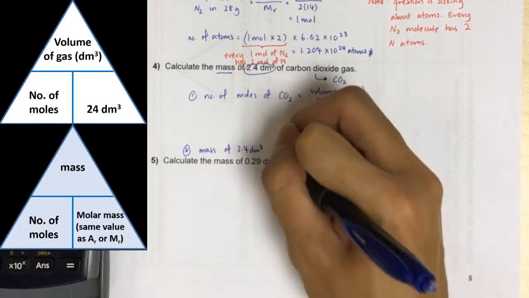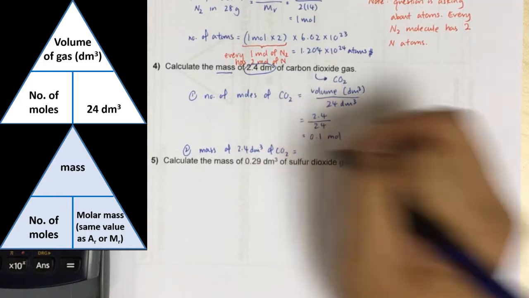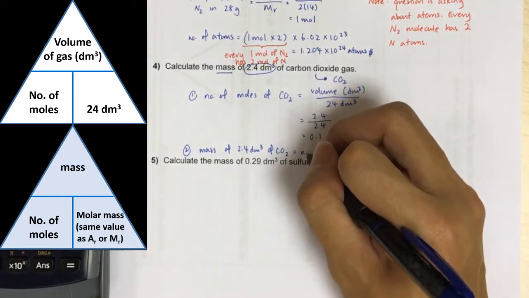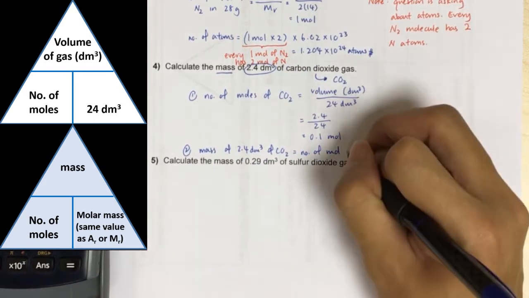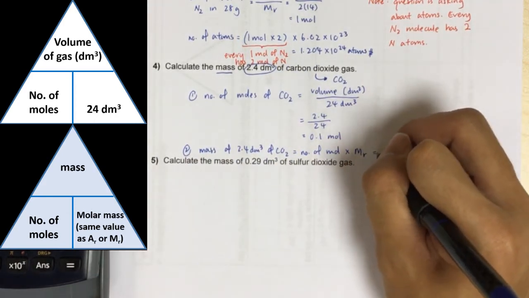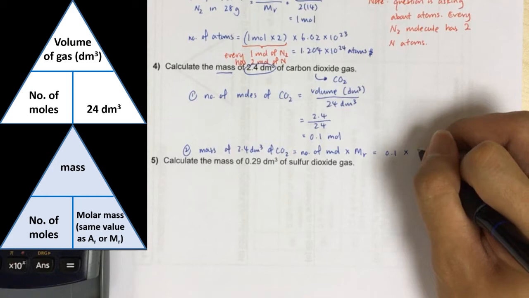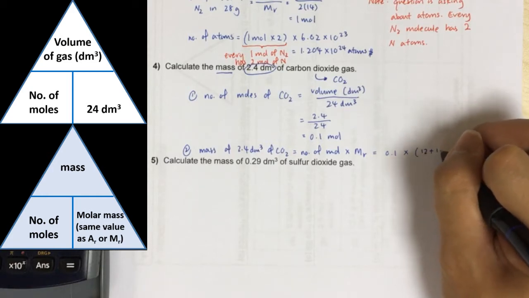So the mass of this amount of gas is equivalent to the number of moles multiplied by the molar mass, which in this case is the same value as the relative molecular mass, which is 44. And that will give us the answer.